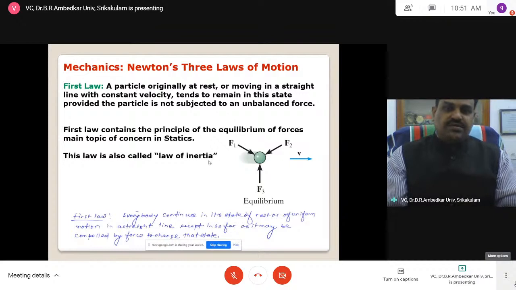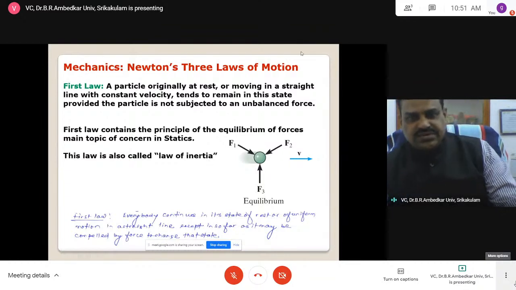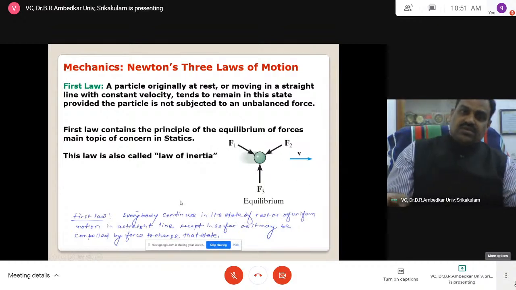Please, this is a very, very important point. The first law only deals with static systems. That is equilibrium of forces and statics. No question of dynamics here. Even if the body is in motion, it is not due to an external force.